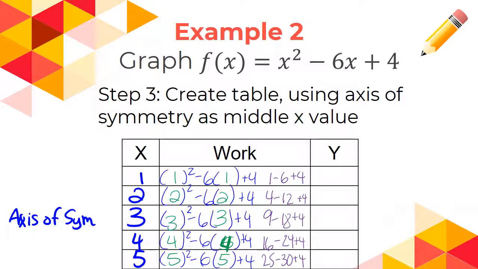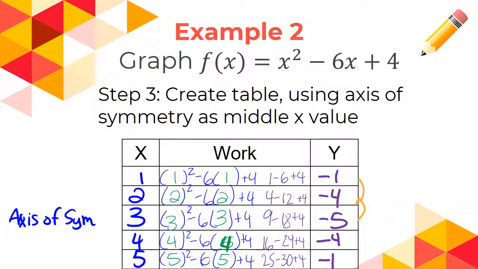So now if I do the math, 1 minus 6, negative 5, negative 5 plus 4, negative 1. 4 minus 12, negative 8. Negative 8 plus 4, negative 4. 9 minus 18, negative 9. Negative 9 plus 4, negative 5. 16 minus 24, be careful with those larger numbers, negative 8. Negative 8 plus 4, negative 4. 25 minus 30, negative 5. Negative 5 plus 4, negative 1. Again, pause that video to do the calculations in your head so you can see where they really came from.